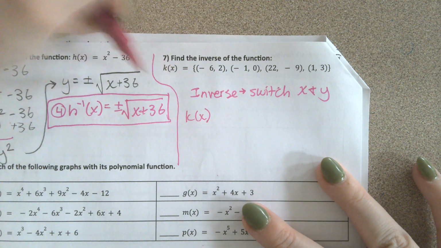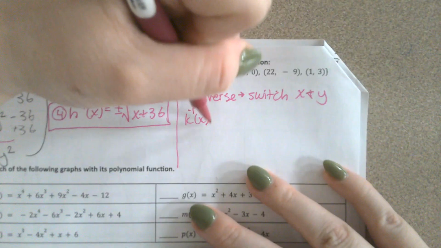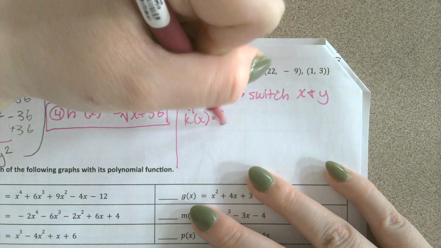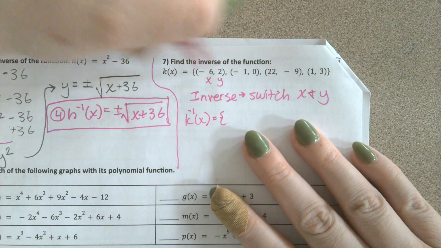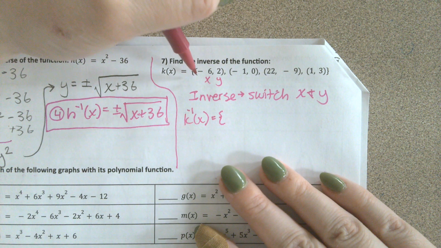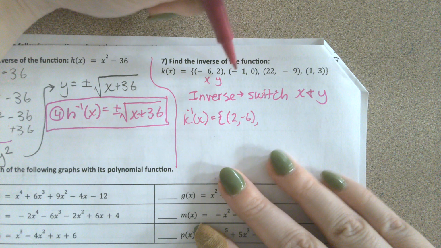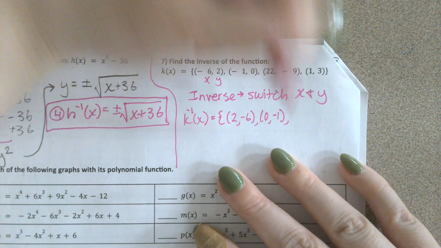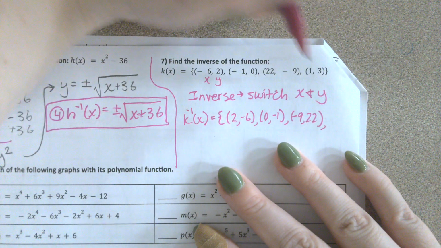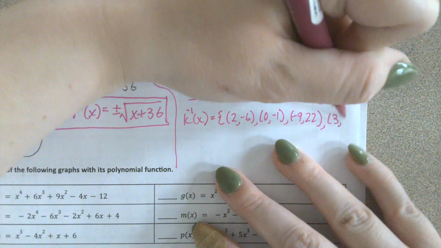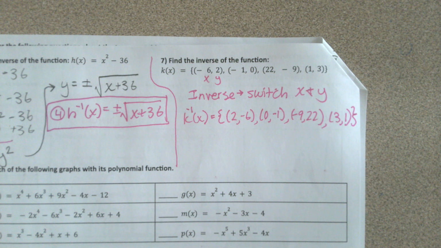Leave this as k of x, but do change that to the inverse of k, because we are finding the inverse of k. Equals, this is a nice little curly bracket. And then all you're doing, because each point is x, y, you're just going to switch them. Switch the numbers. So instead of negative 6, 2, it is 2, negative 6. 0, negative 1. Negative 9, 22. And 3, 1. And that is it. There you have it.